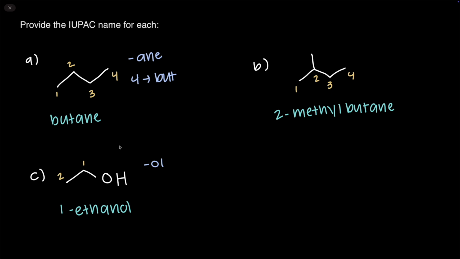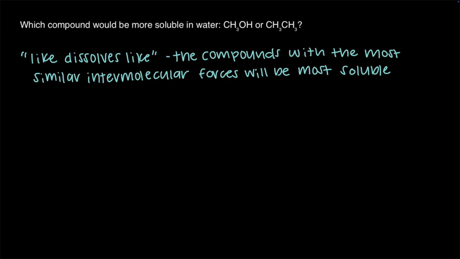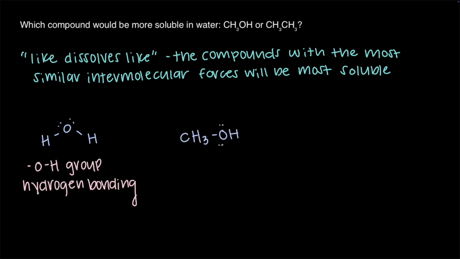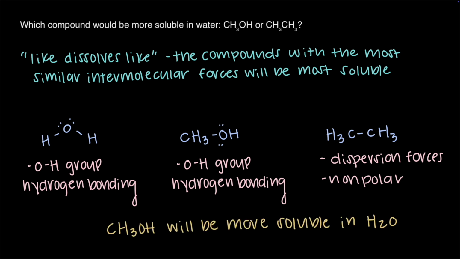Which compound would be more soluble in water, CH3OH or CH3CH3? For solubility, like dissolves like, meaning the compound with the most similar intermolecular forces will be most soluble. Water has hydrogen bonding due to its 2 OH groups. CH3OH also has hydrogen bonding due to its 1 OH group, and CH3CH3 only has dispersion forces and is nonpolar. CH3OH and water both have hydrogen bonding, so CH3OH will be more soluble in water due to those similar intermolecular forces.